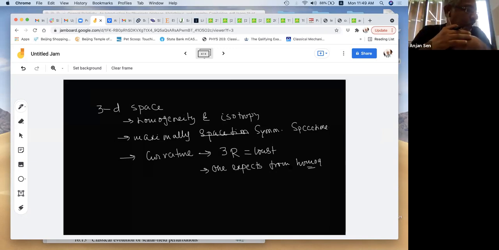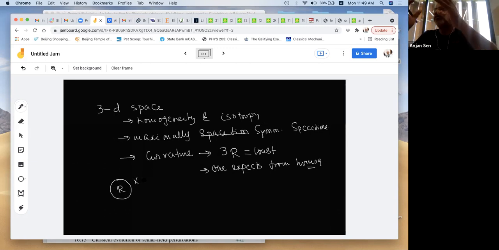Now I need to make it more precise. So let's say I take a sphere of radius r, and I put it at a space location x. Here x means x, y, z, so altogether I call it x. I put that sphere there, and if I know the density at that point, I can calculate its mass. So I can calculate the mass of that sphere of radius r at the space location x.